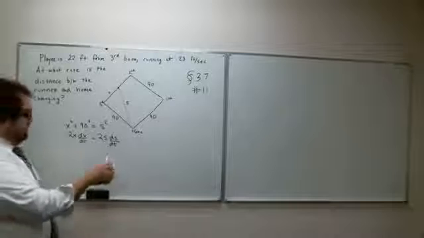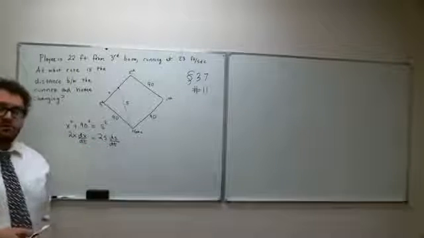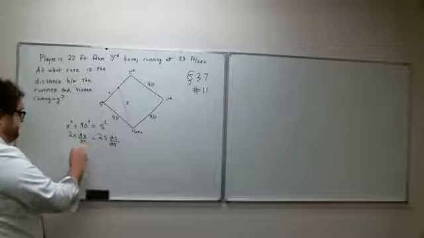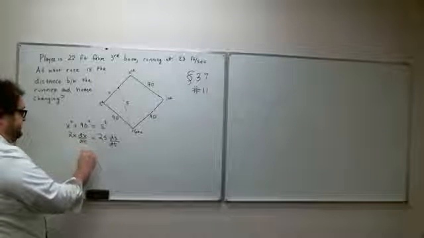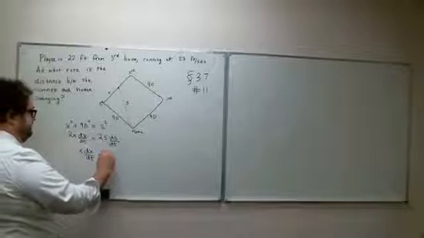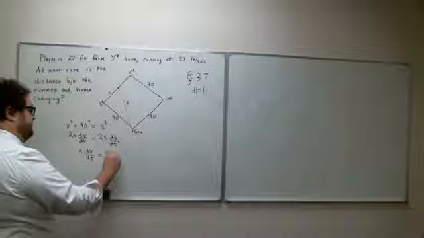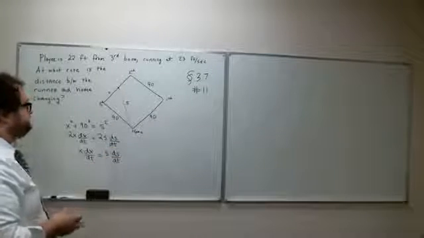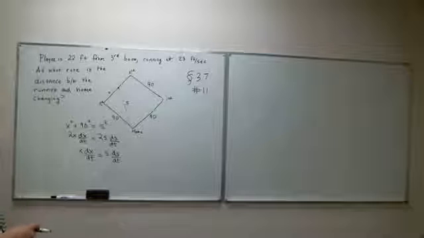Now notice here, we have a 2 on both sides of the equation, so we can reduce this equation slightly. We could just say that x dx/dt is equal to s ds/dt. Okay? Now what information do we know?